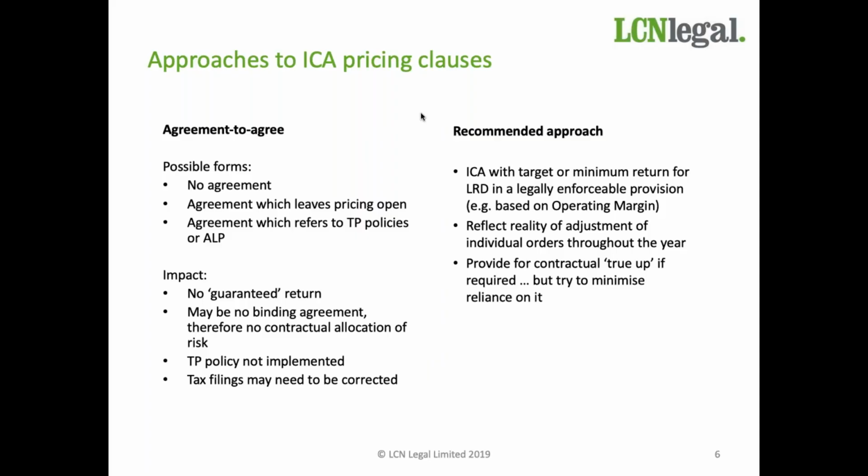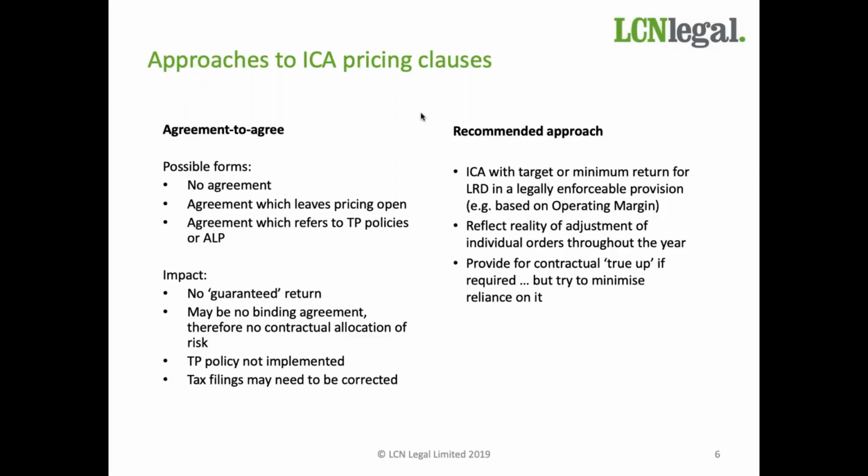And if there's no legal certainty as to price, there may be no legally binding agreement at all, which means that you've missed out the opportunity to have a contractual allocation of risk in relation to those other factors like inventory risk and product liability. Meaning that your transfer pricing policy has not been legally implemented, and any historic tax filings which represented a de-risked position may need to be corrected because they're simply wrong. So that's what we wouldn't suggest.